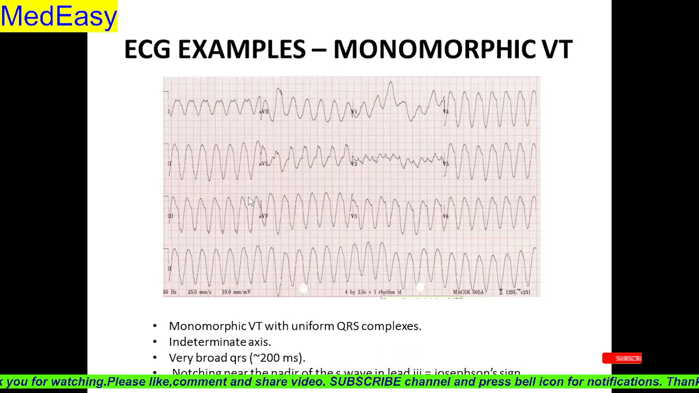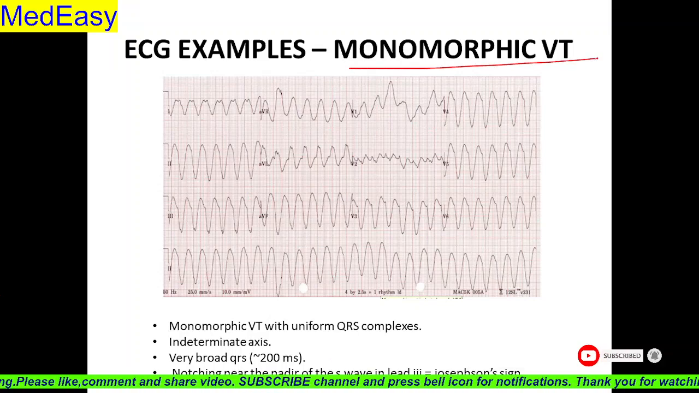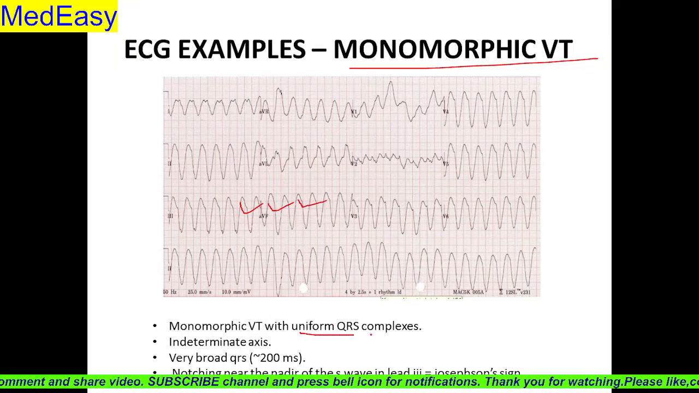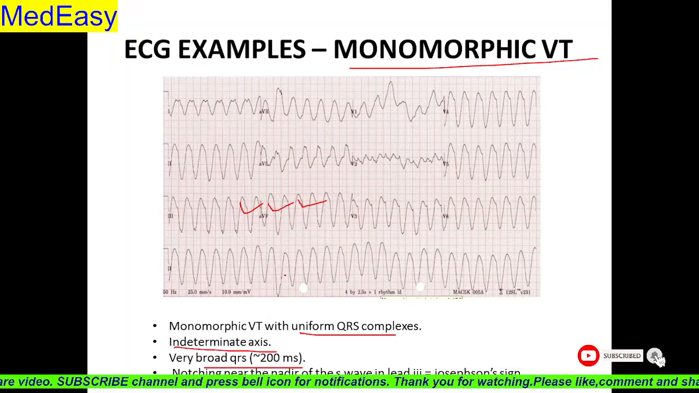Coming to the ECG examples of VT. Here we can see the monomorphic VT. All QRS complexes look similar. Okay, uniform QRS complex, axis cannot be determined, very broad QRS, 200 milliseconds almost, and there is a notching near the S wave. This is typical. This notching is there. That is also called Josephson sign, and it is typically seen in ventricular tachycardia.